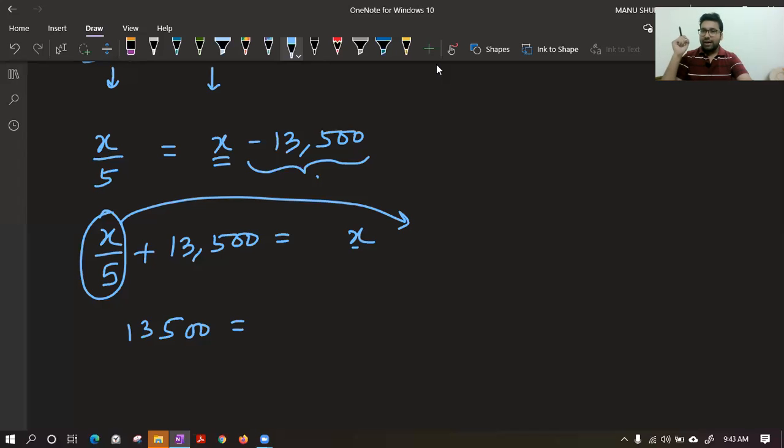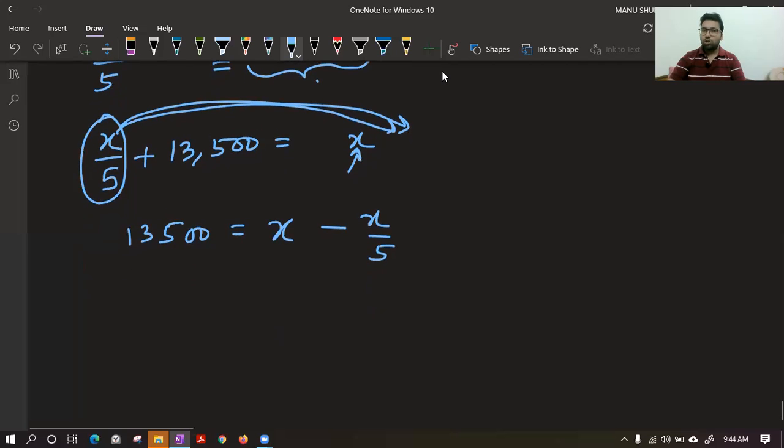If I take x upon 5 to the right hand side, I have to write first thing. I have to respect the citizens of the country. x is the citizen of country Nepal only, so we will write the x first as it is. And then this new person came to the country with a negative sign. So this is the equation. And now solve it. Simple.